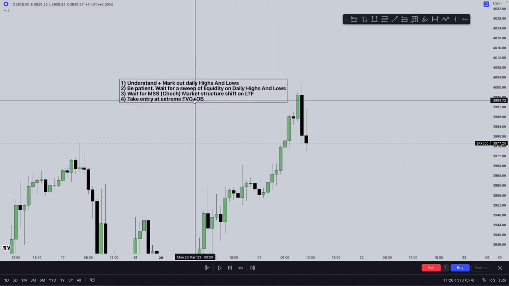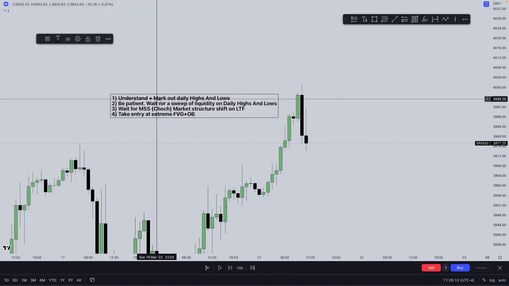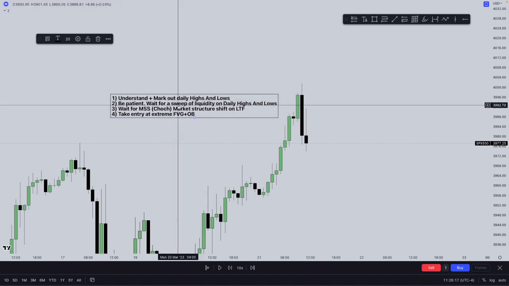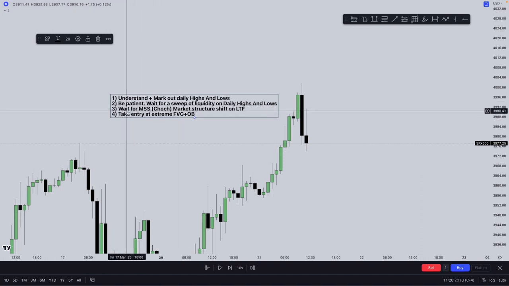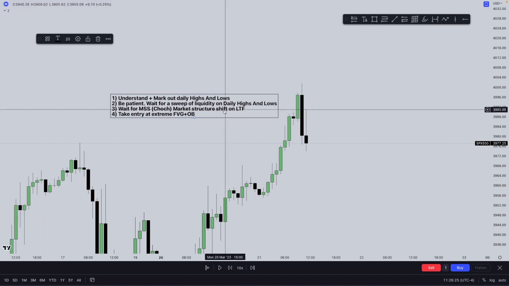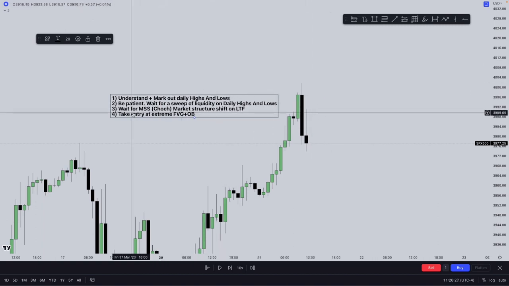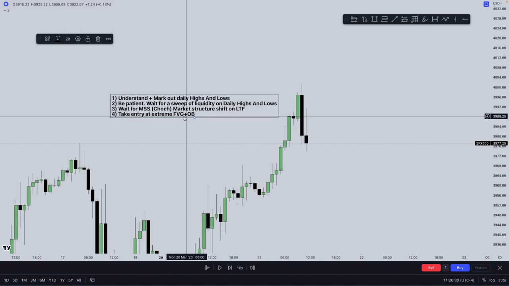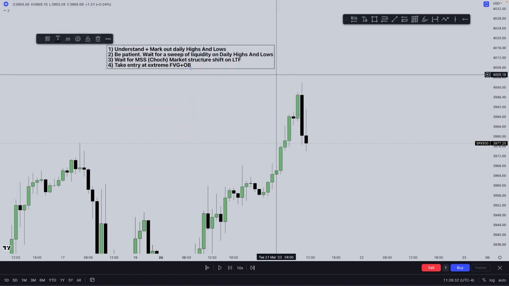So anyway, the things which we need for this strategy are: number one, understand plus mark out daily highs and lows. Number two, be patient. Wait for a sweep of liquidity on the daily highs or the daily lows. Wait for market structure shift, change of character, market structure shift on the lower time frame. Okay. Take entry at extreme FVG or an OB.